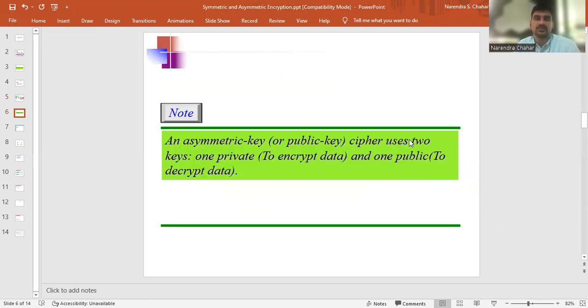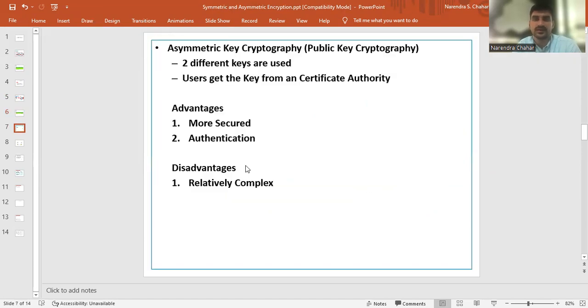Now, when we talk about asymmetric key or public key cryptography, the cipher uses two keys, one private and one public. Two different keys are used, and the keys come from a source called a certificate authority. So we will talk about it later.